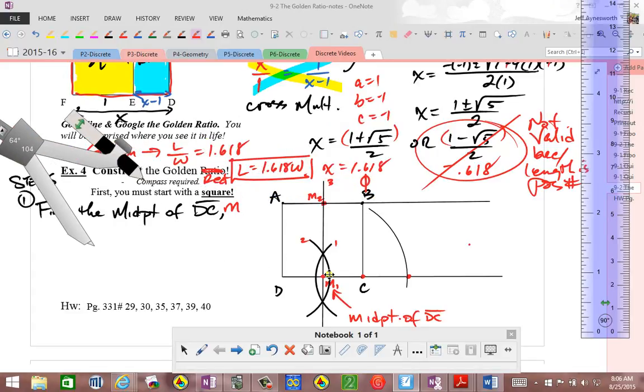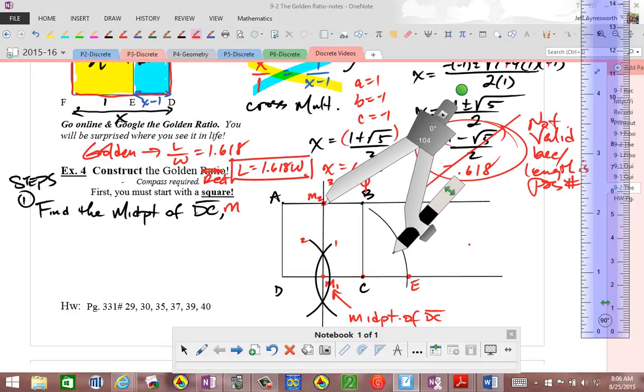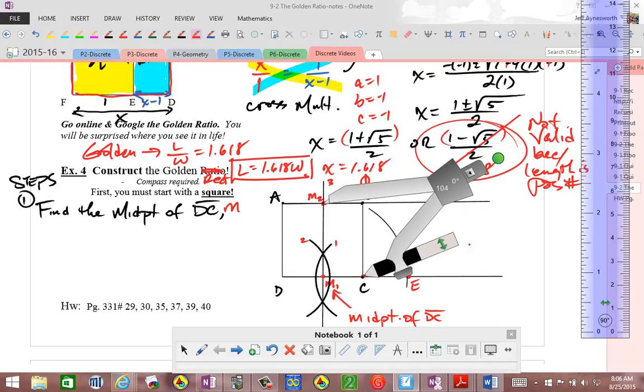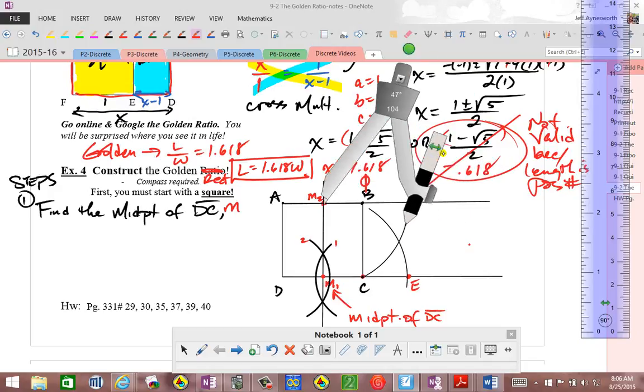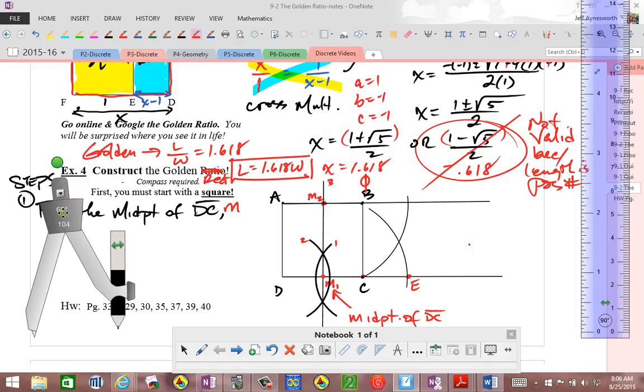So I construct an arc from M1 to B, and I find my corner of my rectangle right here. A, B, C, D, we'll call this E. I repeat the process, but now go from M2 to C and go up. So now I take my compass and I go from M2 to C. Everybody say M2 to C, and go up. And I just found my other corner of my rectangle. We're going to call that point F. Sounds pretty good, huh? So point F right here.